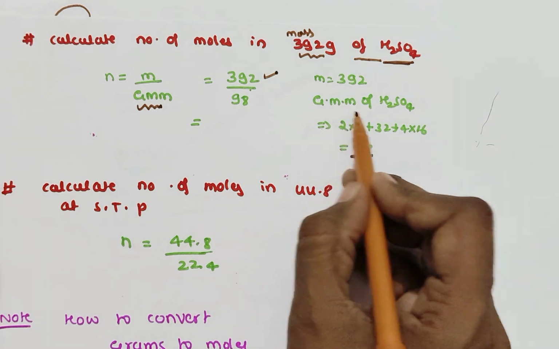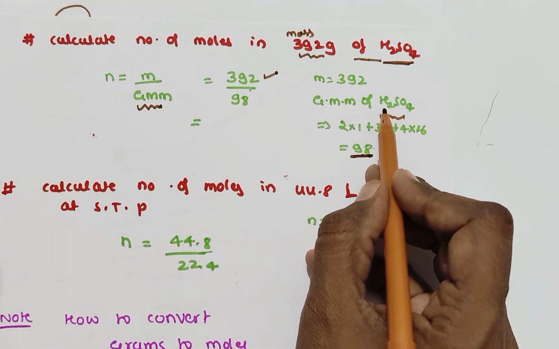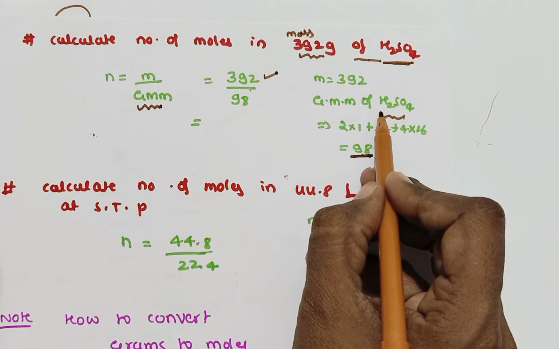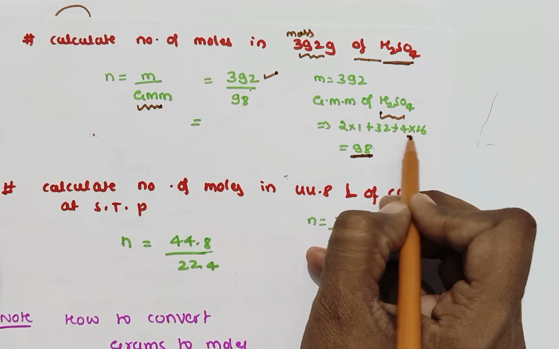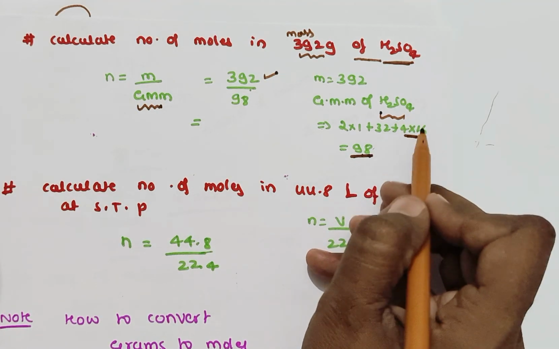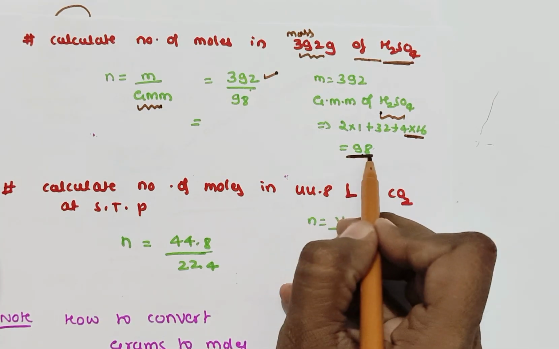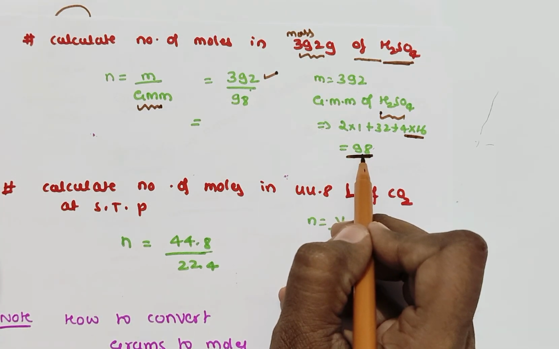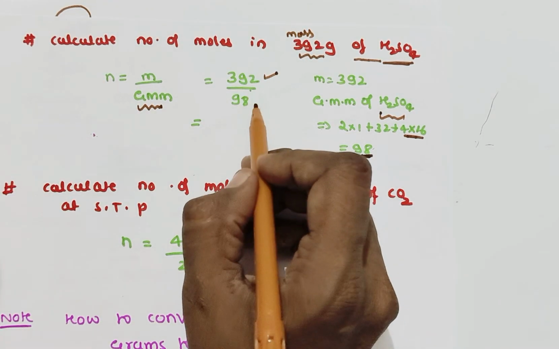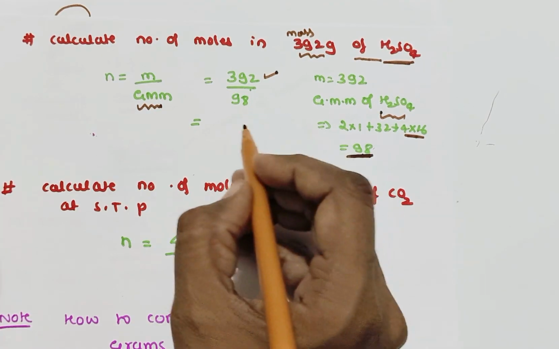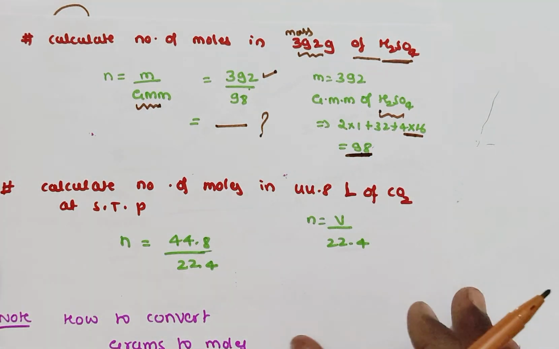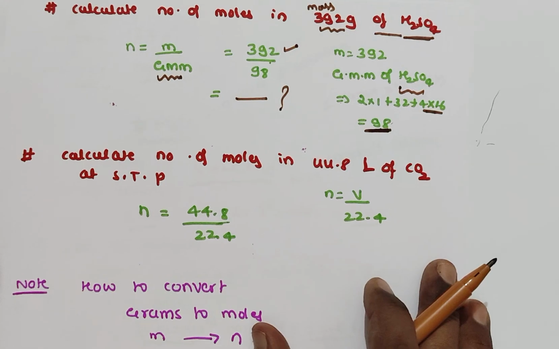By calculating, we get 98, because the mass of hydrogen is 2, sulfur is 32, and oxygen is 16, and 4 oxygens are there, so 4 into 16. By simplifying this, the molecular mass of H2SO4 is 98. 392 divided by 98, we get this much of mole. Please calculate this one.